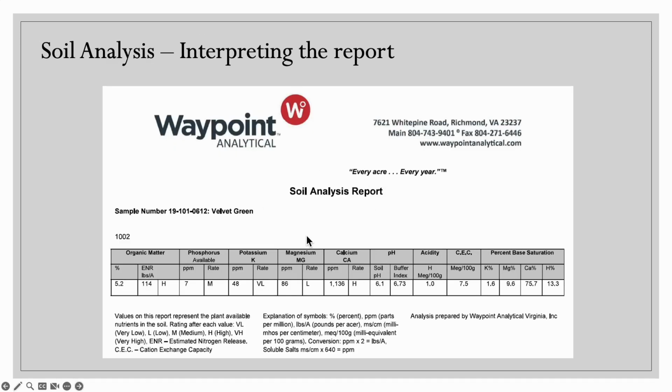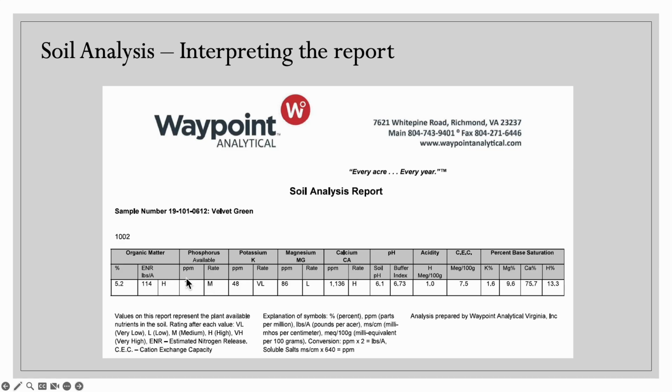When we interpret that soil test report, each lab is going to have something different for how they report that, but everything is pretty much similar. You're going to find organic matter, phosphorus, potassium, magnesium, calcium, pH, and CEC. I think those are at least the bare minimum of what they would give you for a soil analysis report. Within that, it will tell you what the rating is for that.